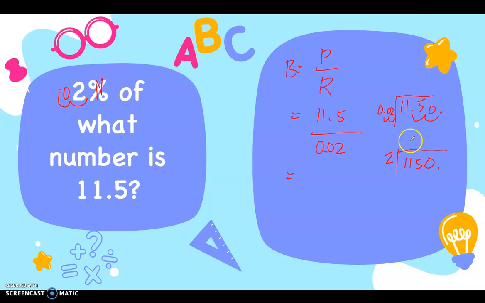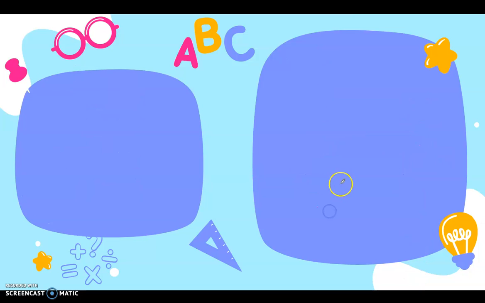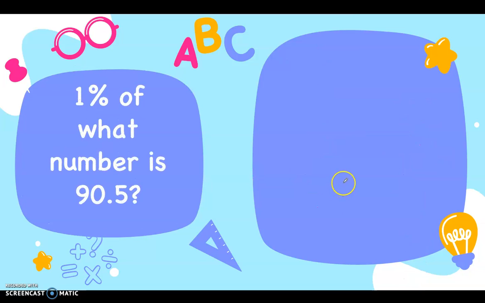Here, you divide. We have 5. This is 10, 15. This is 7, 14, 105. Okay. There is no remainder, so our answer for our base is 575. Next, 1% of what number is 90.5? Still the same, the base is missing. P divided by the R.